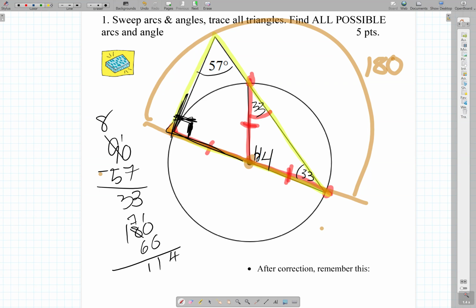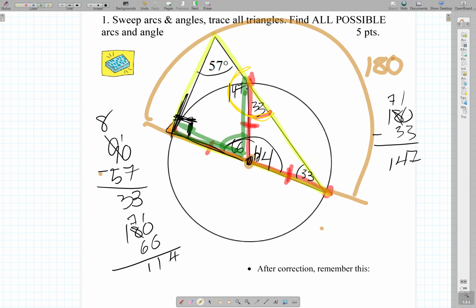And you just keep asking yourself, what else do I know? I know that adds up to 180. So I can do 180 minus 33. Yep, 147 right there. Right here, again, 180. And so that gets me 66. And keep asking yourself, what else do you know? And this is a pizza slice angle, measure of a central angle to its arc the same.